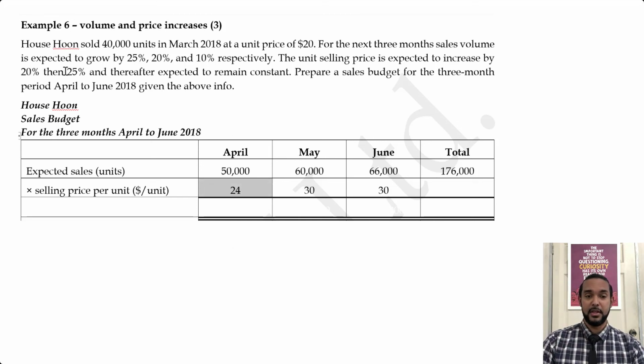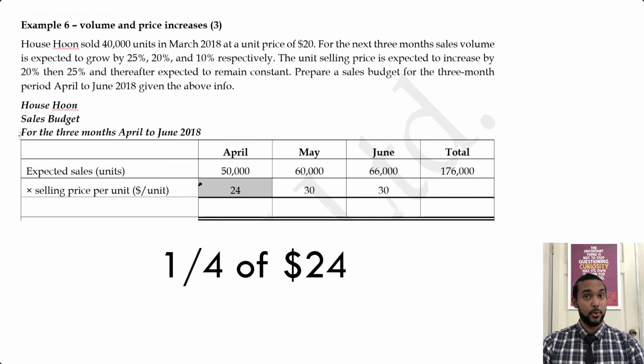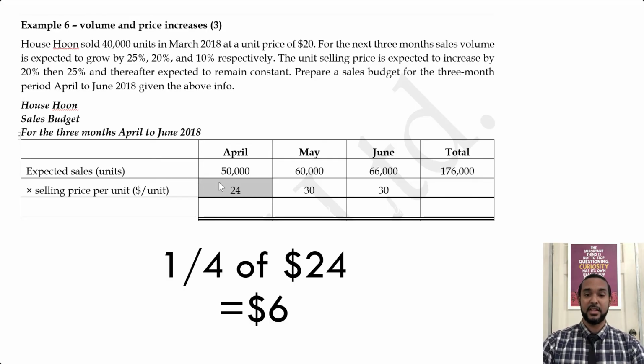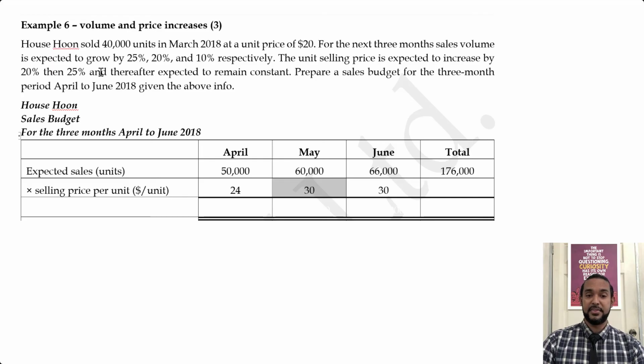Now from April to May, we're expecting it to increase by 25%. So that's 25% of 24. That's a quarter of 24, which is 6. And 24 and 6 will give us 30. And then it said thereafter expected to remain constant. So from May onwards, it's expected to remain constant. So there's no increase from May to June.